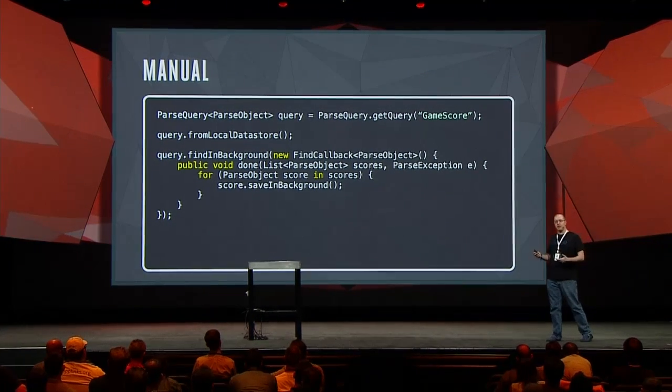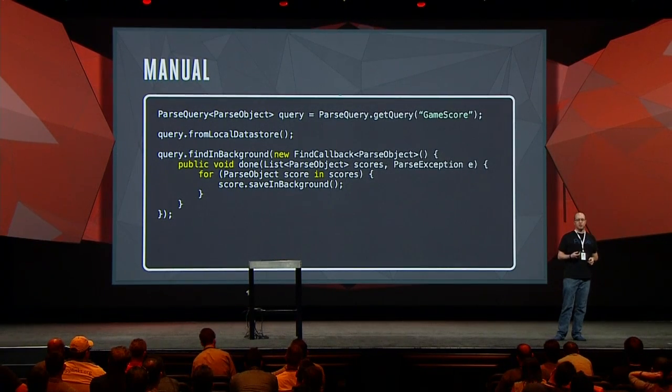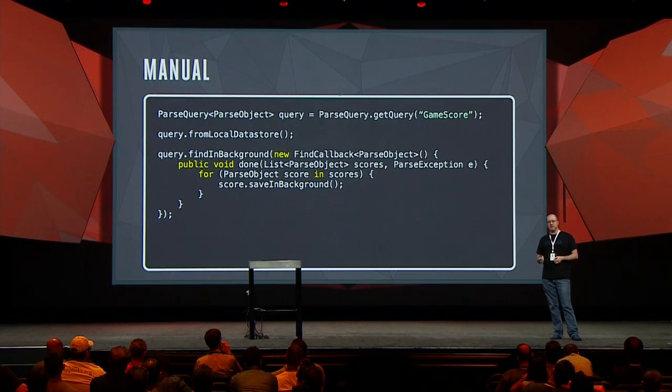This is the very simplest use case where you just get all of the game score objects and call save on them. It's pretty safe to do because if an object hasn't been saved, then save in background just won't do anything.